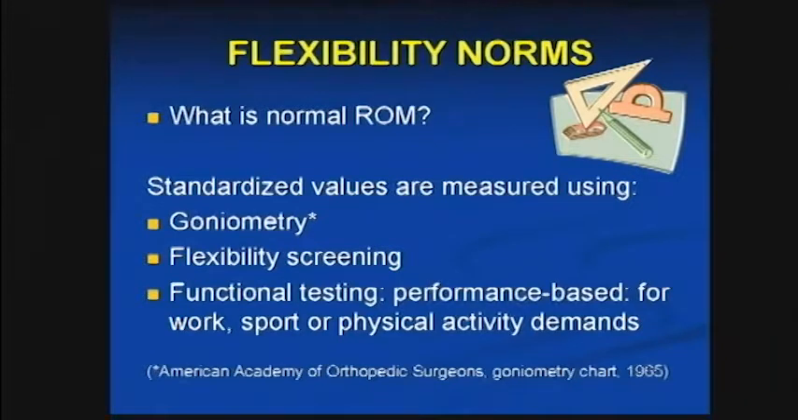So what is normal range of motion? Goniometry, of course, is one way to look at it. And you will see here documented ranges of motion using a goniometer from the American Academy of Orthopedic Surgeons. These are their standardized national normative reference values for range of motion, joint to joint.